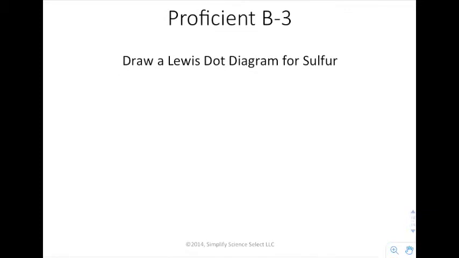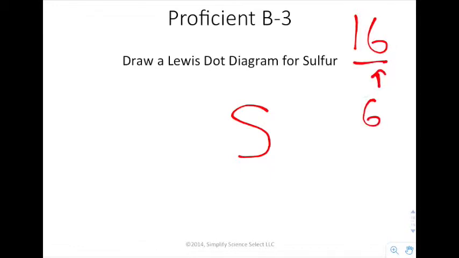Next, it says to draw the Lewis dot structure for sulfur. So we go to our periodic table, and we know that sulfur is an S. And then it says, okay, sulfur is in group 16. Since it's in group 16, remember that tells us that we have 6 valence electrons for sulfur. So I draw my first 2 electrons. They go together. And then I fill in. I've used 2, so I've got 4 to go. And then you have a total of 6 valence electrons.